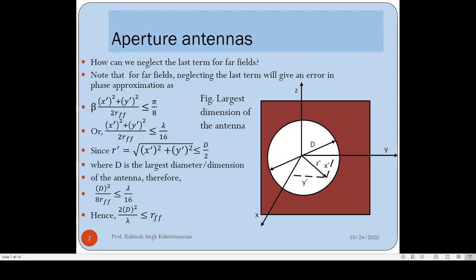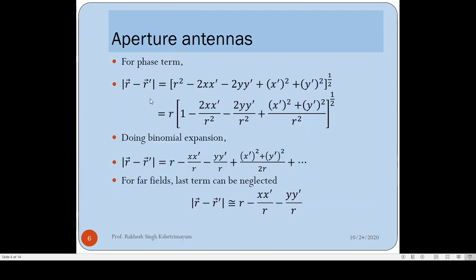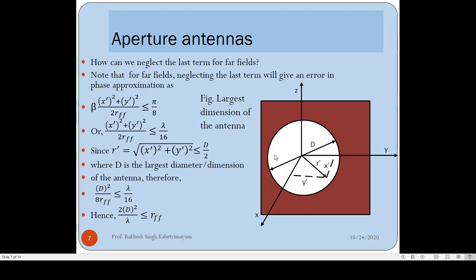So you know that in the far field of the antenna, when you measure the phase, the error by approximating the spherical wavefront to a plane wavefront should be less than or equal to pi by 8. So when I neglect this fourth term, how much is the phase error? Phase error will be beta times this term here, this fourth term here. So beta times x dash square plus y dash square divided by 2 r ff, ff for the far field.